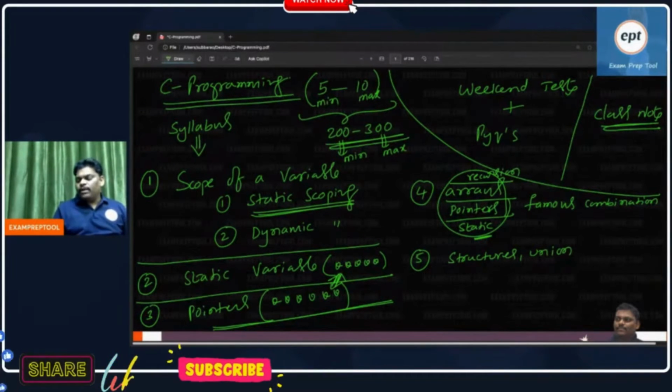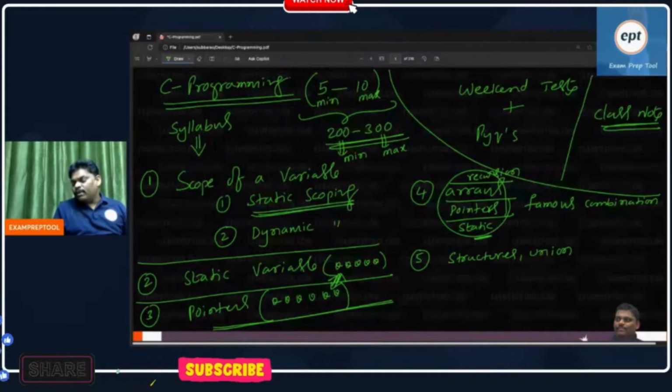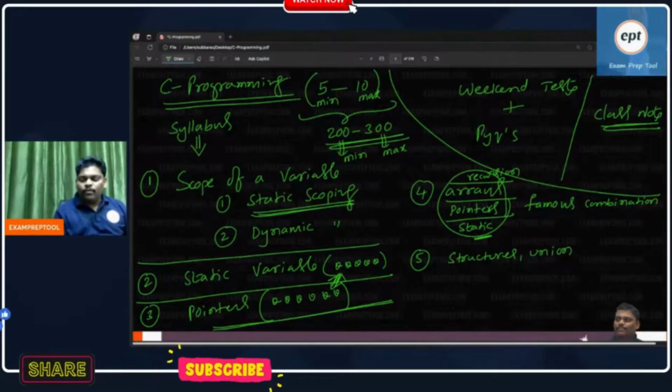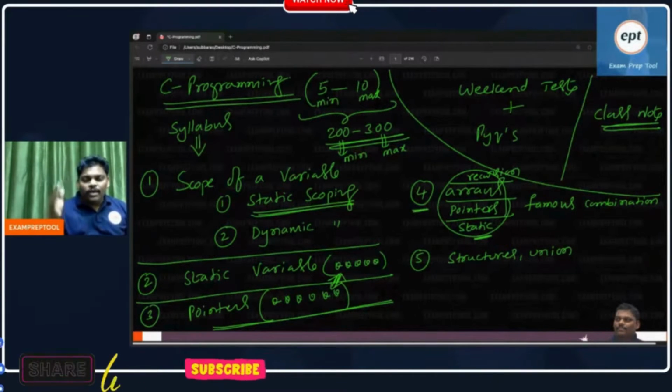Recursion, arrays, pointer, static variable. These four combined may come. Maybe a combination of two, or three, or four of them will come. If it is a combination of four, you will dance in the air.